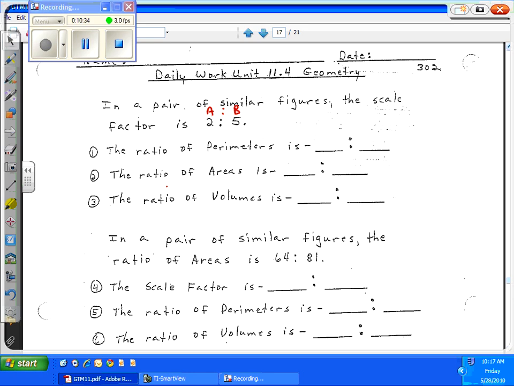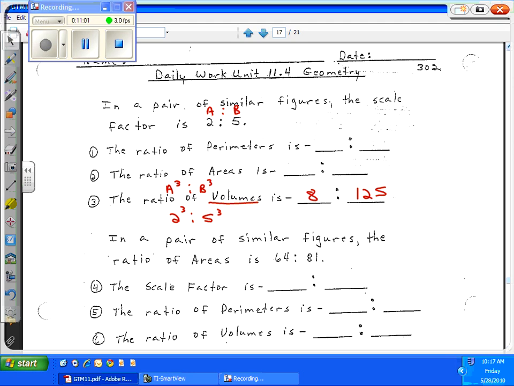The ratio of volumes is A cubed to B cubed because volume is 3 dimensions. And so we would have 2 cubed to 5 cubed. 2 cubed is 2 times 2 times 2, which is 8. 5 cubed is 5 times 5 times 5, which is 125. And you can get the others from that set.